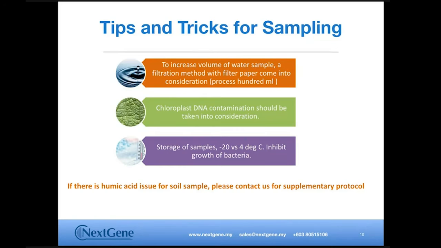And also, if you are looking into plant sampling, do note that the chloroplast DNA can be a contaminant. And storage-wise, do note that it will be more optimal to store your sample at minus 20 as compared to 4 degrees for inhibition of bacteria. Again, if you are using soil samples and you have a problem with humic acid, feel free to contact us for a supplementary protocol.